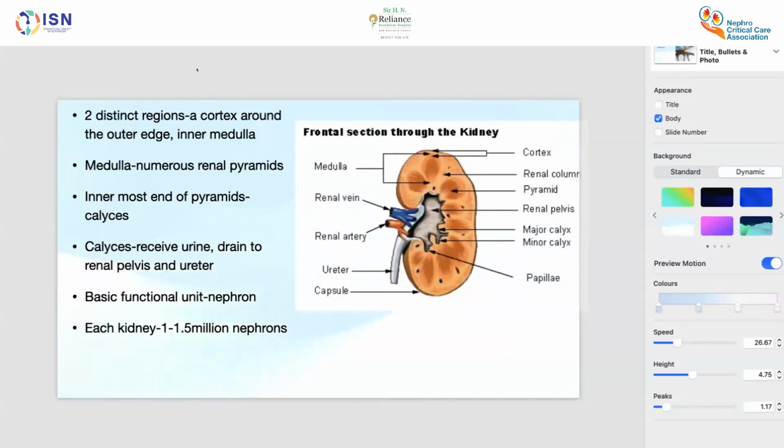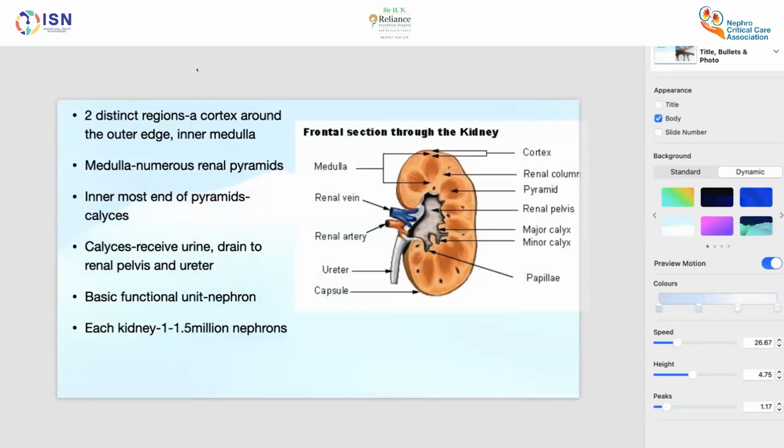There are two distinct regions in the kidney, the cortex around the outer edge and the inner medulla. The medulla has numerous renal pyramids. The innermost ends of the pyramids are called calyces, major and minor calyces. They receive the urine and drain to the renal pelvis and ureter.